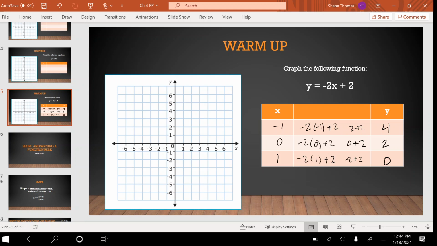I have -1, so left one, up 4. It would be right there. Second one, I'm at 0, 2. Last one, 1 and 0. Be right there. Connect the dots. Straight line, no dots.